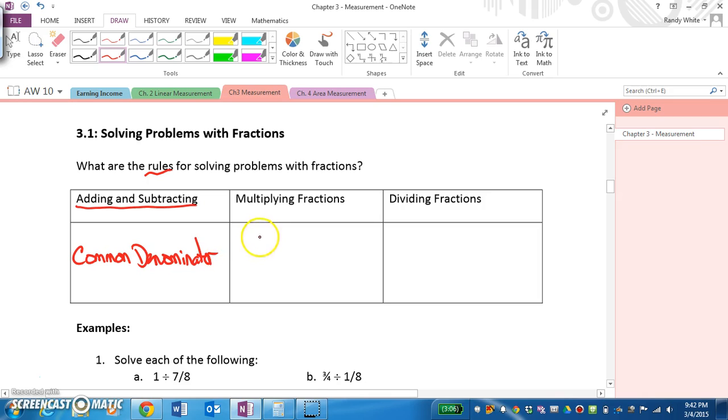When multiplying fractions, it's numerator times numerator, and then denominator by denominator.